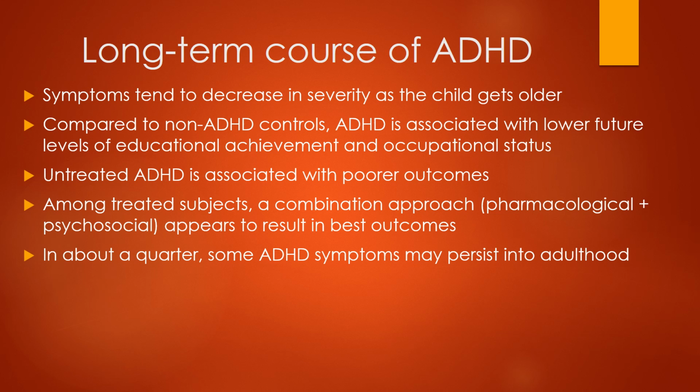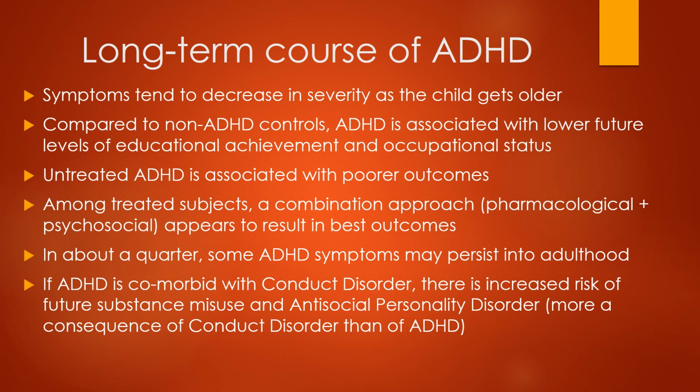In about a quarter, some ADHD symptoms may persist into adulthood. If ADHD is comorbid with conduct disorder, there is an increased risk of future substance misuse and antisocial personality disorder. This is more likely to be a consequence of conduct disorder than of ADHD.